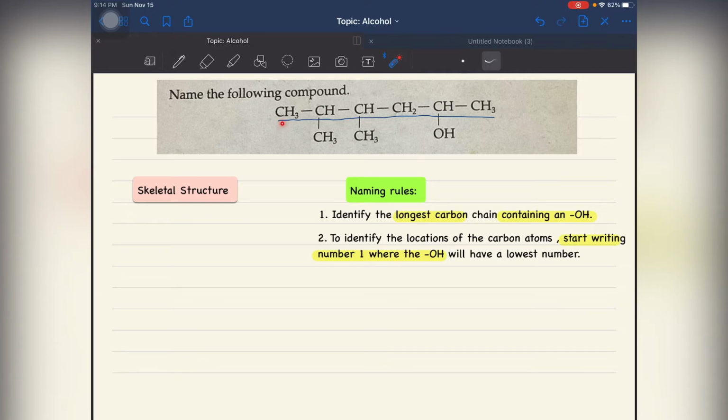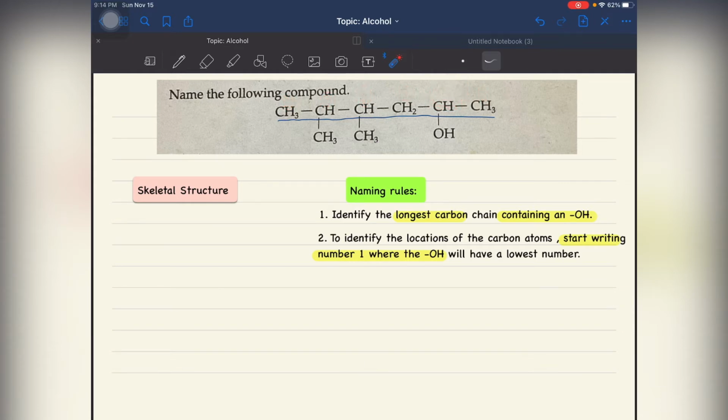So, let's have here 1, 2, 3, 4, 5, and 6. As you can see, the functional group OH is in number 5. Okay, how about if dito tayo sa right mag-start? So, we have here 1, 2, 3, 4, 5, and 6. As you can see, the functional group is in carbon number 2 kapag dito tayo sa right side magsa-start.